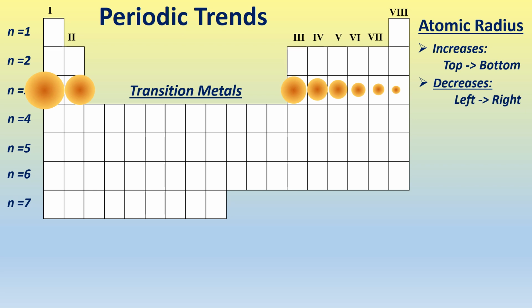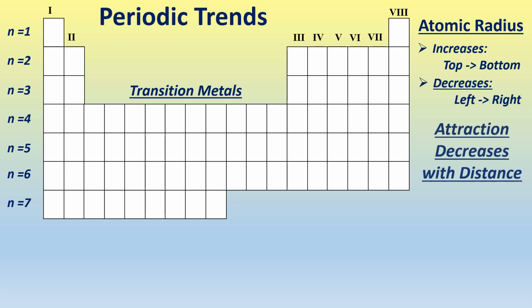Since bonding has to do with either giving, taking, or sharing electrons, the strength at which those electrons are held directly impacts what type of bond you're going to have. Generally speaking, the further away a positive charge and a negative charge are, the more the attraction decreases. This leads to three consequences with regards to atomic radius, properties of atoms that indicate what types of bonds they're going to form.